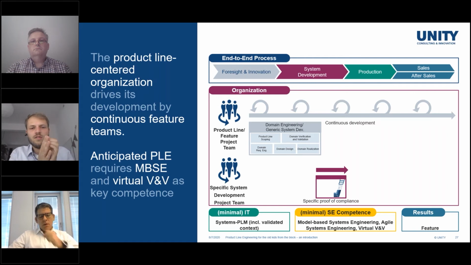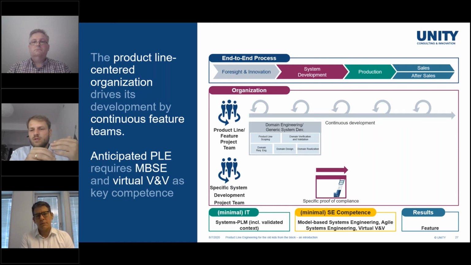And as I mentioned, the speed is key, your time to market is key. So you will need to have an advanced IT system, which we call systems product lifecycle management, because you need to have some data about your ecosystem. You need to have some validated system context to do early verification and validation. You need to know at an early stage of your development if you can actually perform your feature and if that brings real value. And for that, you also need some more advanced systems engineering competence.